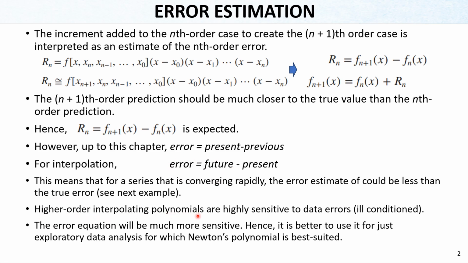The higher order interpolating polynomials are highly sensitive to data errors, and this is called ill-conditioned, and the error equation will be much more sensitive because we are using the future data. This error equation will be much more sensitive to the data errors, and therefore it's better to use it just for exploratory data analysis, for which Newton's polynomial is best suited. So rather than saying, okay, this is definitely our error, we shouldn't say this. We should say, okay, let's try nth order, n+1 order, or n-1 order polynomials, and compare them for exploratory purposes, just data analysis, using this error prediction function, using the n+1 data, actually the future data.